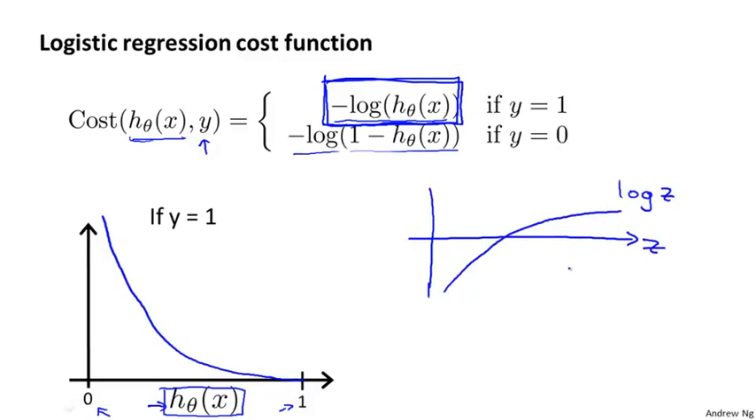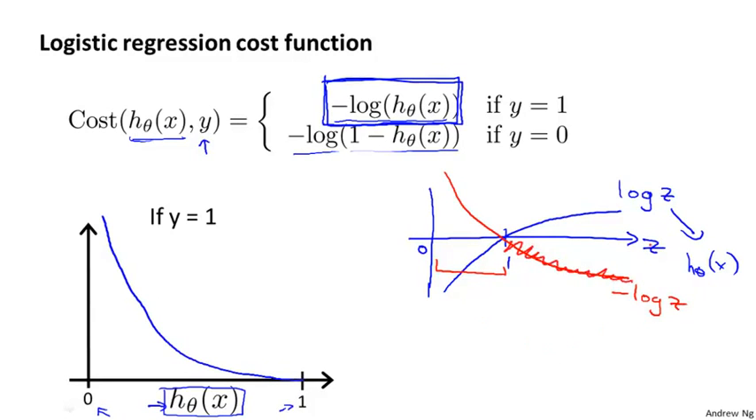So this is what the log function looks like. And this is 0, this is 1. Here, z is, of course, playing the role of h of x. And so minus log z will look like this, right? Just flipping the sign, minus log z. And we're interested only in the range of when this function goes between 0 and 1. So get rid of that. And so we're just left with this part of the curve. And that's what this curve on the left looks like.